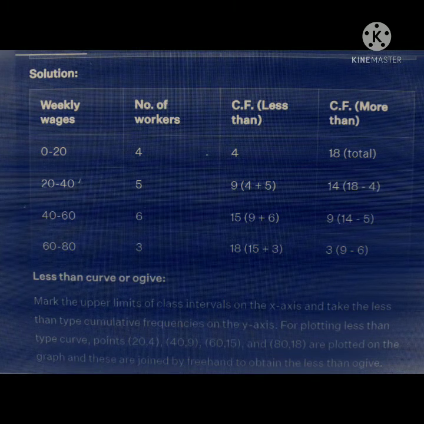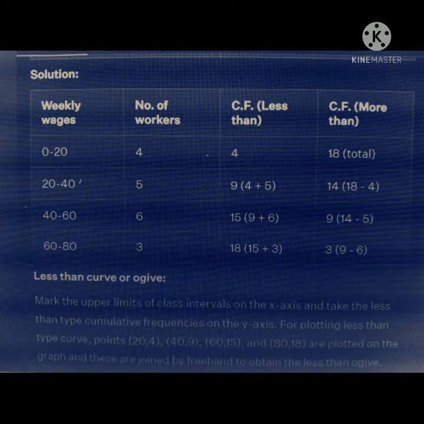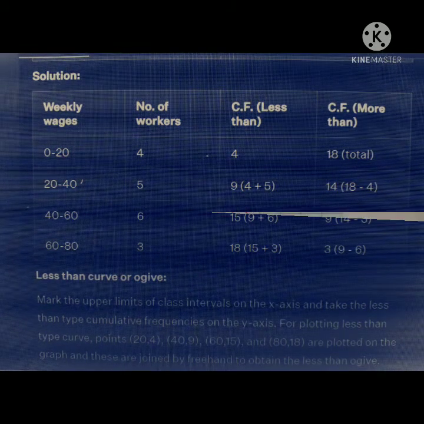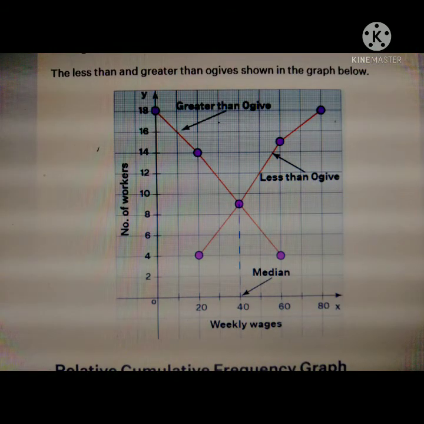So let's apply this into a line graph. As you can see, on the vertical line we have the number of workers. The number starts from 0 to 18. And then the weekly wages start from 0 to 80. So let's apply this data into a line graph.